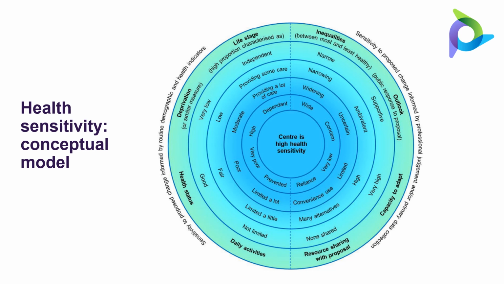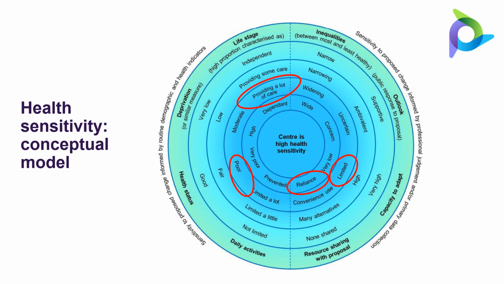know from the evidence that has been gathered that a high proportion of the population is characterised as providing a lot of care. So we have a lot of dependent individuals in this particular community or population requiring a lot of care. The population's health status is characterised as poor. That may well be from a self-reported questionnaire. And the population is reliant on resources shared with the proposal and are judged to have a limited capacity to adapt. So these are some of the descriptors of this particular population.